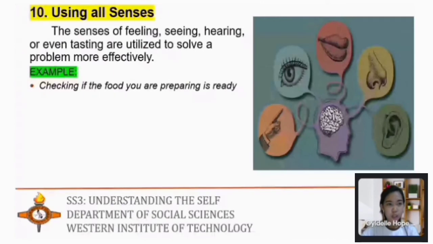Number 10. Using all senses. The senses of feeling, seeing, hearing, or even tasting are utilized to solve a problem more effectively. These senses allow us to observe and understand the world around us. Example, checking if the food you are preparing is ready.